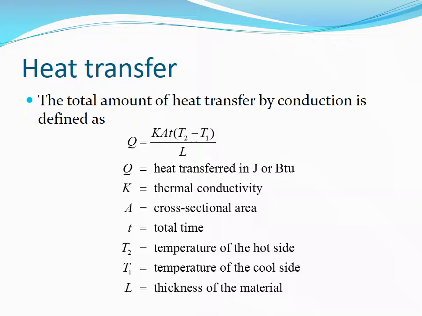The total amount of heat transferred by conduction is defined as Q equals K times A times t times (T2 minus T1) divided by L, where Q is the amount of heat transferred in either joules or BTU. K is the thermal conductivity from Table 14.2. A is the cross-sectional area of the material. t is the total time of contact between the two materials. T sub 2 is the temperature of the hot side. T sub 1 is the temperature of the cool side. And L is the thickness of the material.